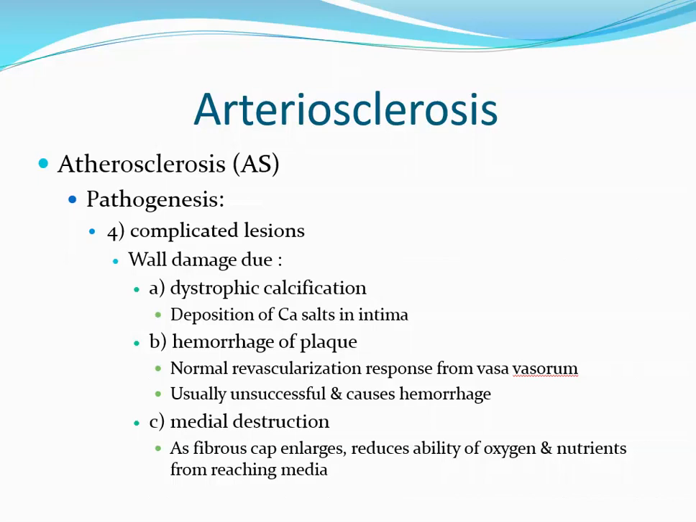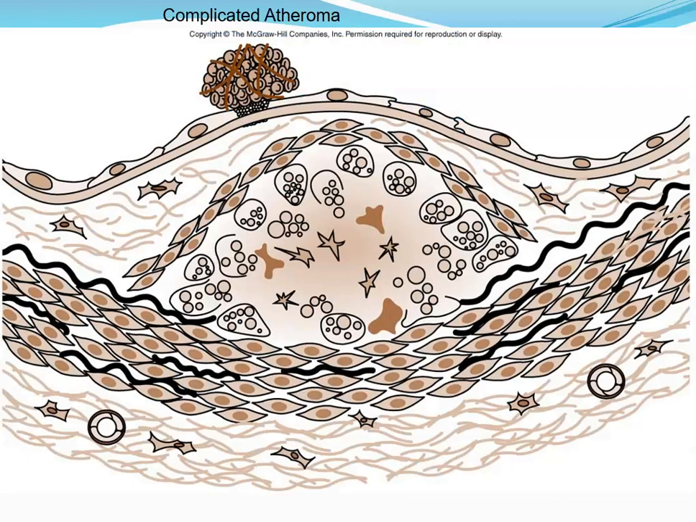You will begin to see medial destruction. This occurs as the fibrous cap enlarges and reduces the ability of oxygen and nutrients to get into the tunica media. This will result in further weakening of the arterial wall. This is showing how these plaques grow and the consequences of a complicated atheroma.